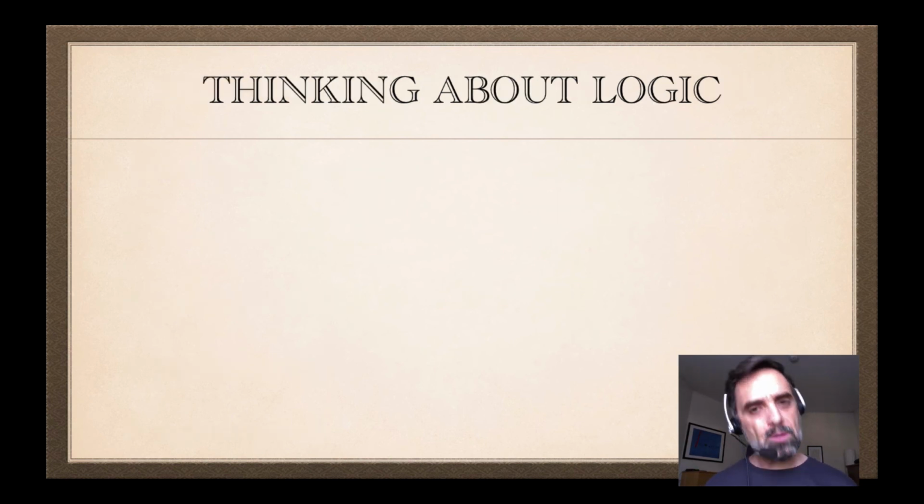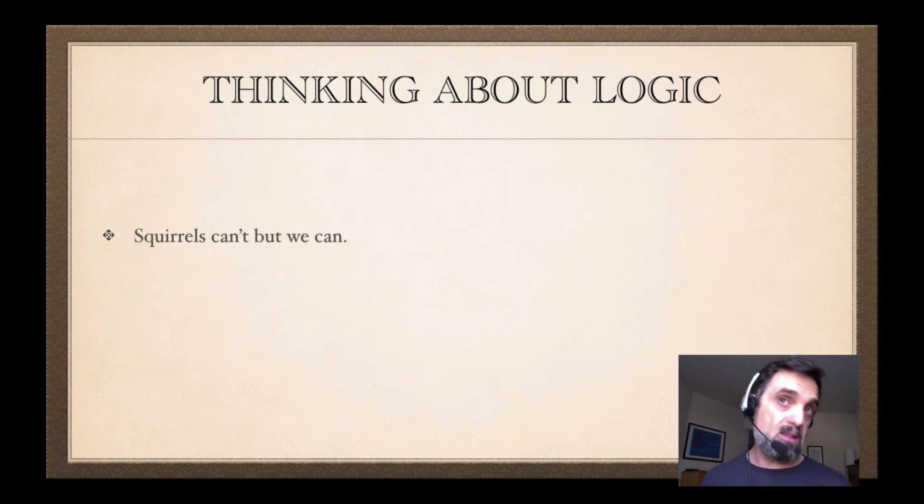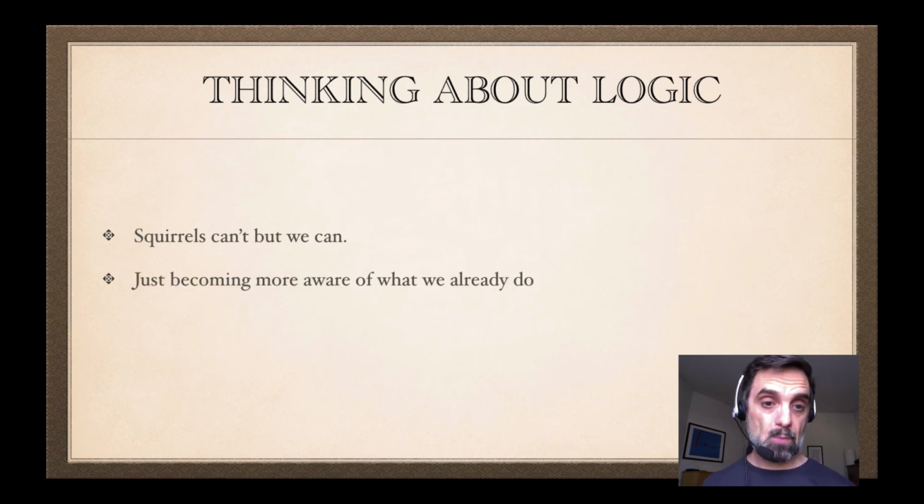Thinking about logic is a little trickier, though. Not everyone can do it. Squirrels can't think about logic as far as we know. Young children probably aren't very good at thinking about logic. They probably can't do it. We can. And that's what we'll be doing in this course. What that means is we're just becoming more aware of what we already do. We already reason pretty well a lot of the time. Sometimes we make mistakes, but mostly we do a good job when we're paying attention. So we're just becoming more aware of that and reflecting on these things that we already do. And that means it's actually, in some ways, very simple. It's just a matter of paying attention to what we're already doing.